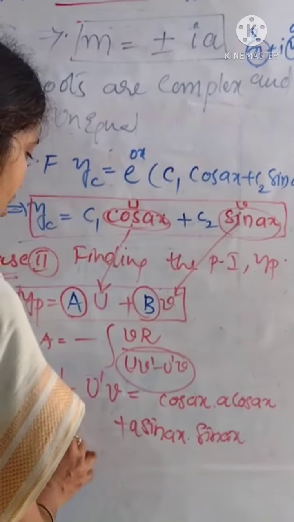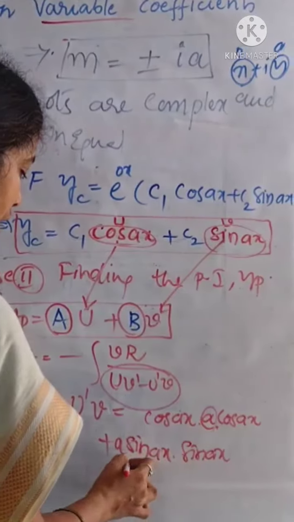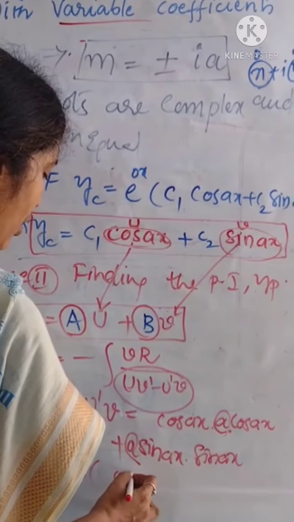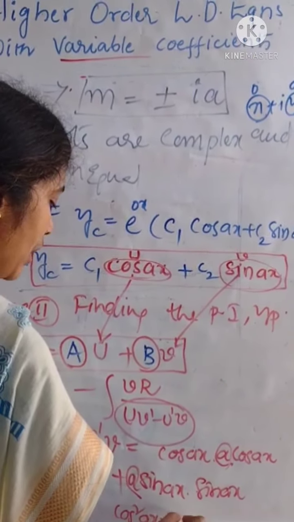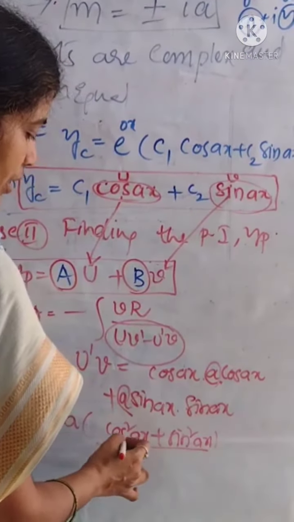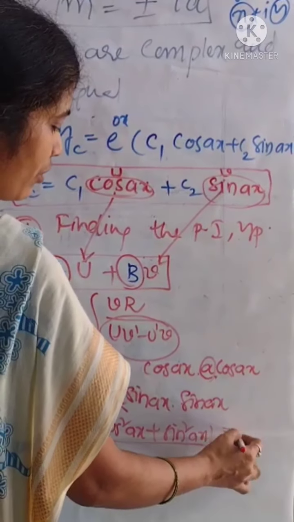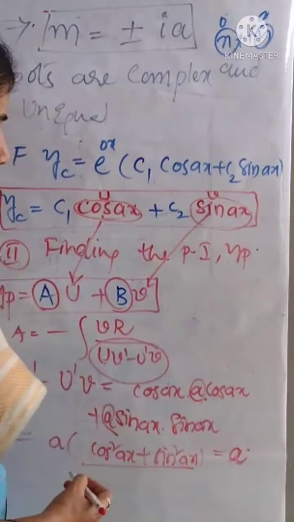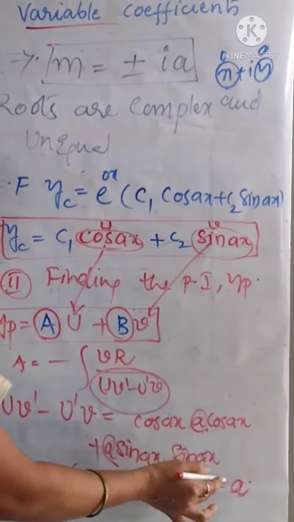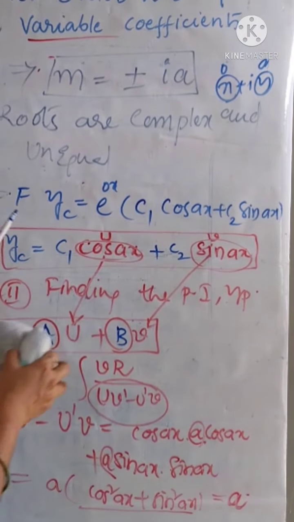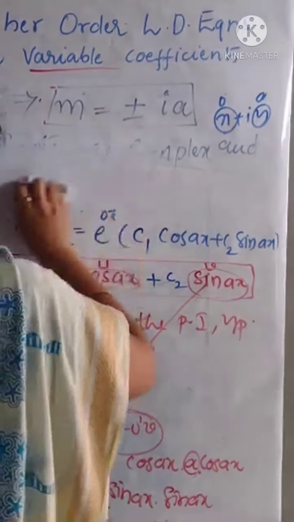Finally, if we take the common value a in the two terms, we get cos square ax plus sin square ax. This is an identity. This value is 1. That's why the total value of the denominator is obtained as a. The denominator value is a. Hence, let us find the value of a.